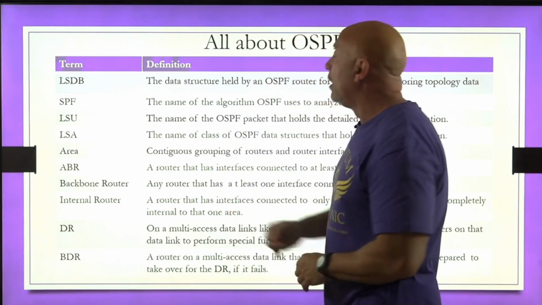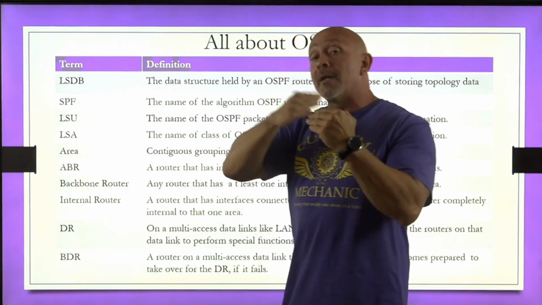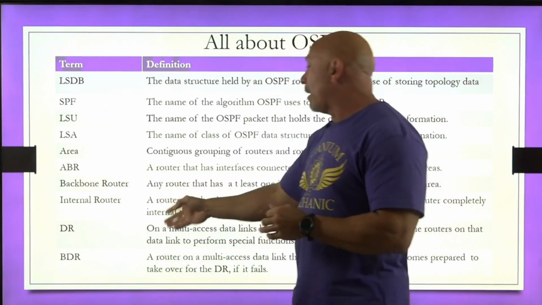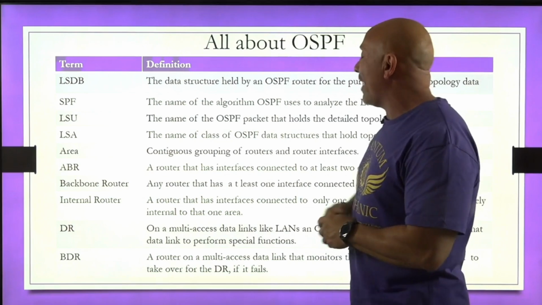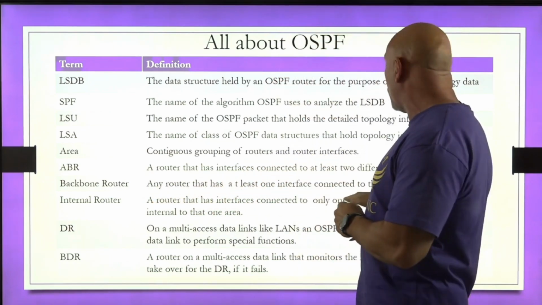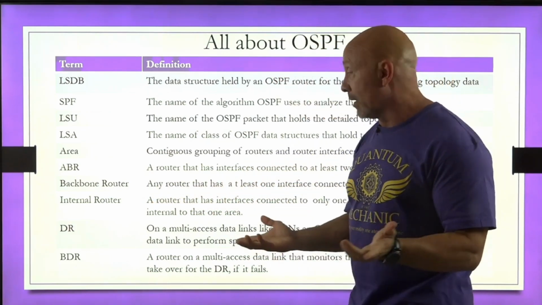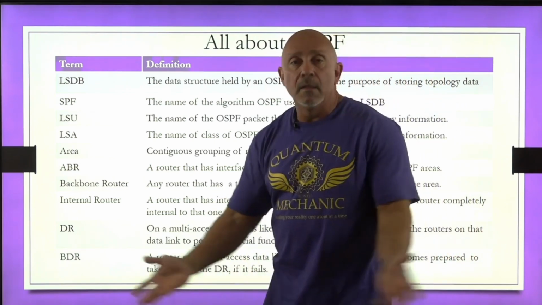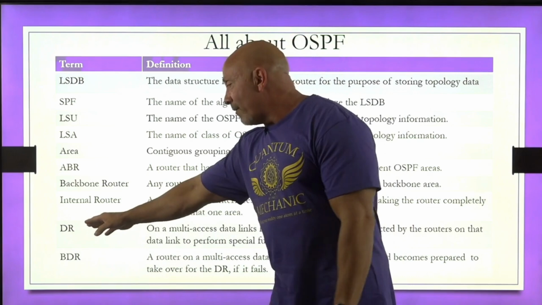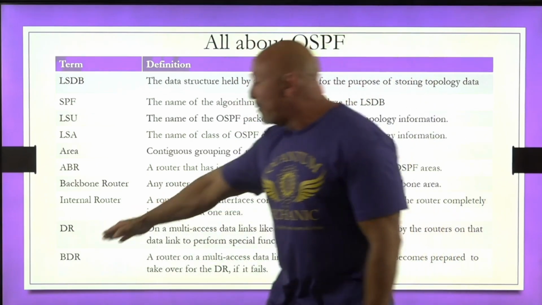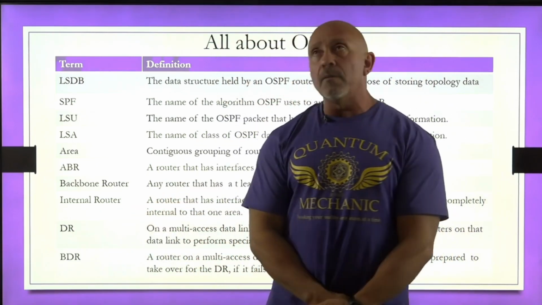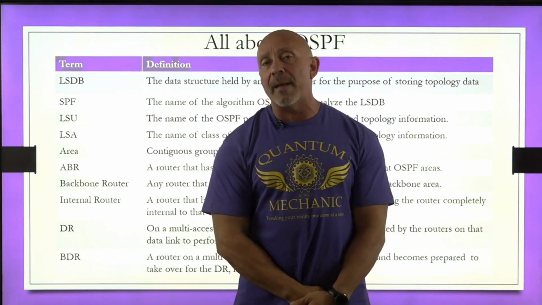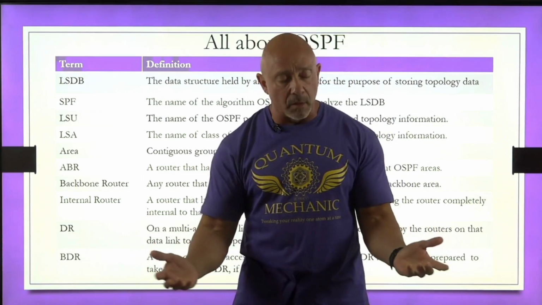Real world, all right? So an area border router connects directly to area 0, all right? Backbone router, okay, boom, any router connected to that. An internal router is a router that has an interface connected to only one area. That makes sense. Internal router in one area, making the router completely internal to that one area. That makes sense. And then we have a DR, a designated router, and a backup designated router. Now, we'll be talking about it, but remember, a designated router and a backup designated router exist only in OSPF.